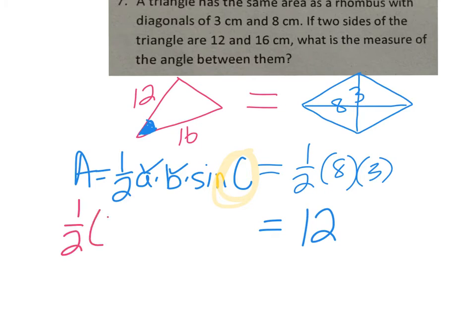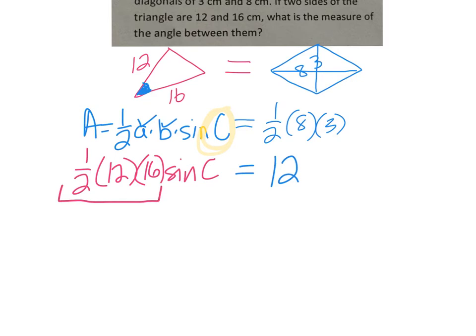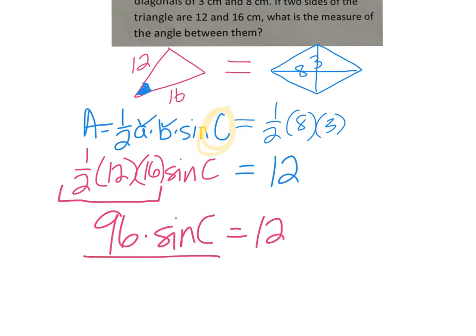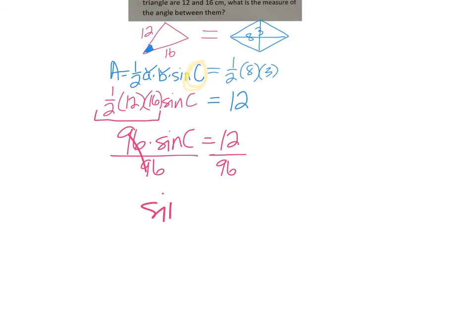12 equals 1/2 of 12 times 16 times the sine of angle C. So I have lots of things that I can multiply together. 1/2 times 12 times 16 is 96 times the sine of C. So I can divide both sides by 96, solving this equation for angle C. Sine of C equals 12 divided by 96, which is 0.125.